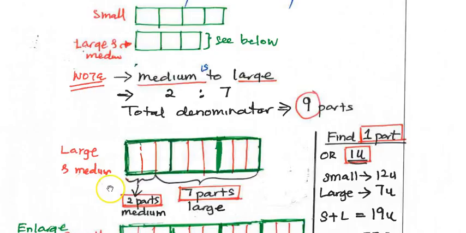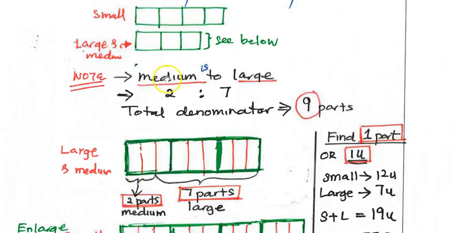Now how do you know the parts? Over here, 2:7 means a common denominator of 9 parts. So I must make sure that these 3 boxes are subdivided again to get a total of 9. So 3 divided by 3, each one of them divided by 3 again, you get a total of 9 parts.